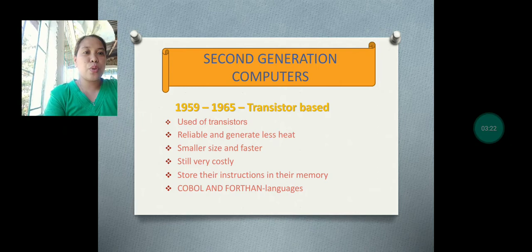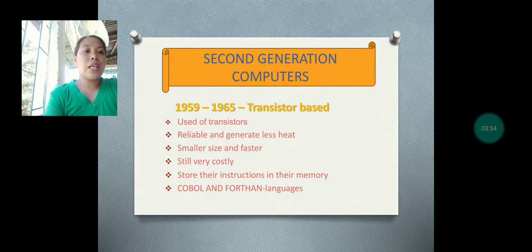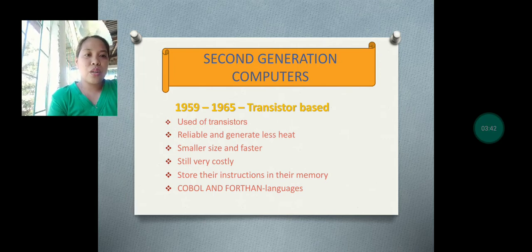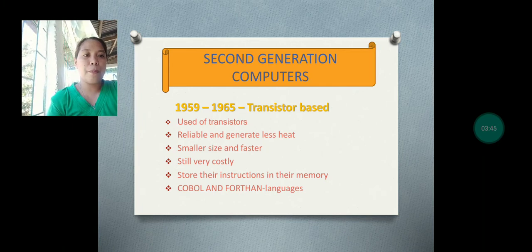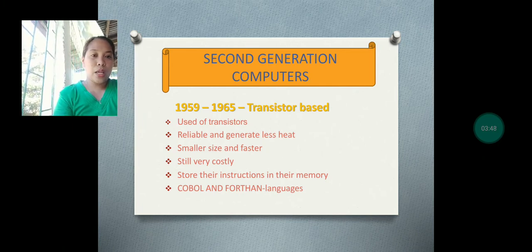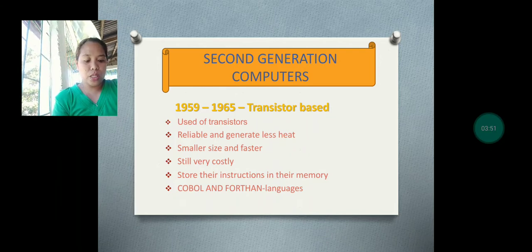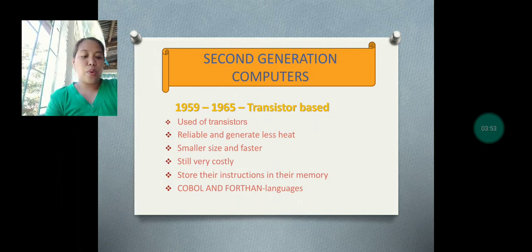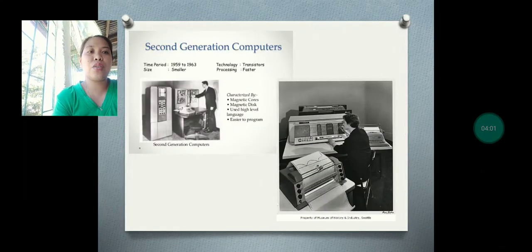This generation of computers is now reliable and generates less heat compared to the first generation computer. Smaller size and faster. Still very costly, but cheaper compared to the first generation computer. They store their instructions in their memory. This second generation has two languages, COBOL and Fortran, and it is a high-level programming language. This is what the second generation computer looks like.